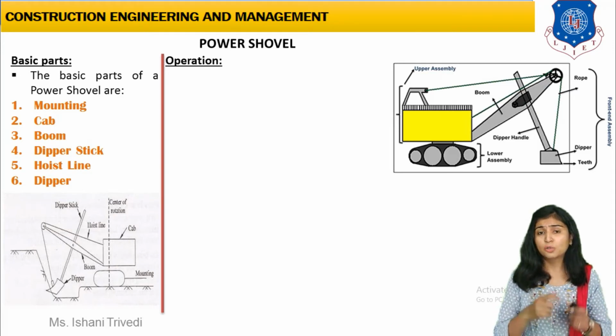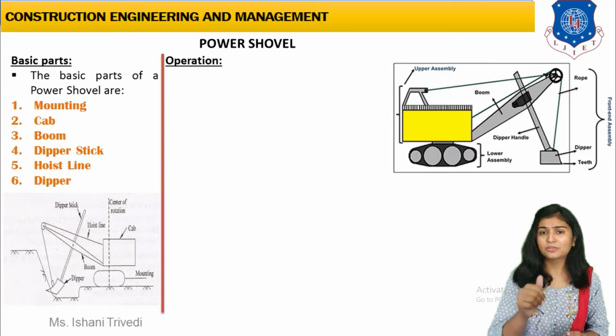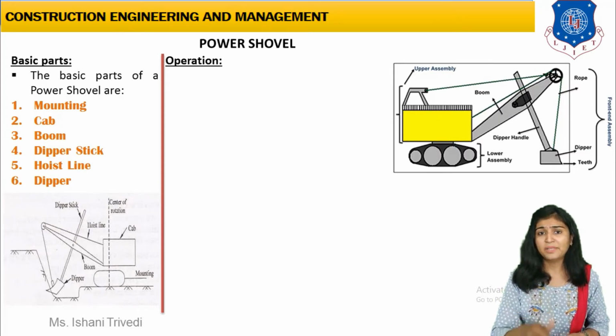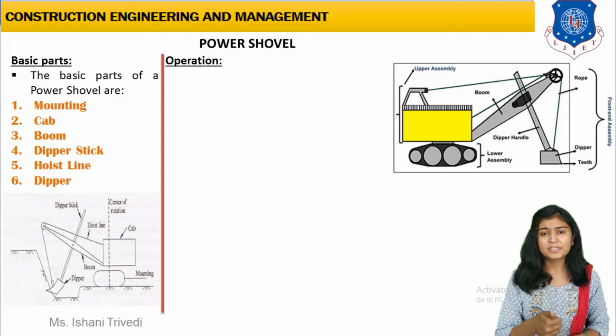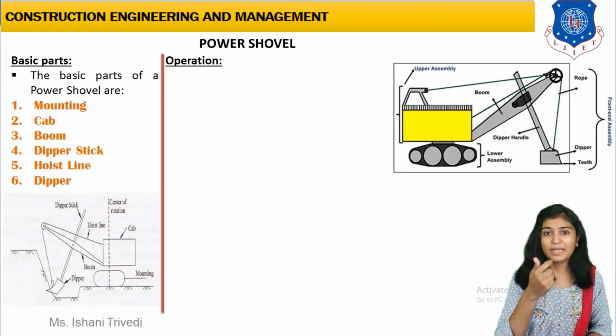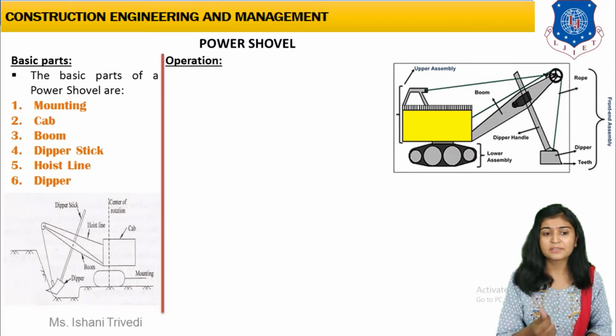Now students, look at the leftmost image at the bottom in the corner. We are going to start with the cab. Cab means the operating cabin where the operator sits and operates the power shovel. Next we have the mounting, which will be at the bottom. It will be either wheel mounting or crawler mounting. Next, let us see the hoist line.